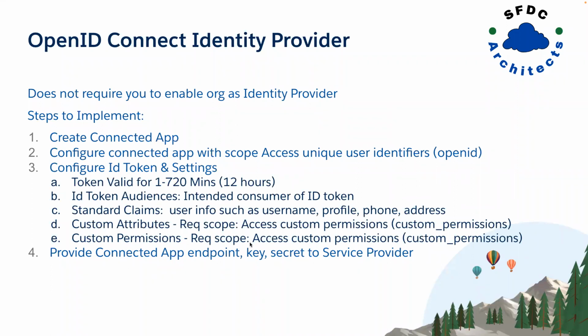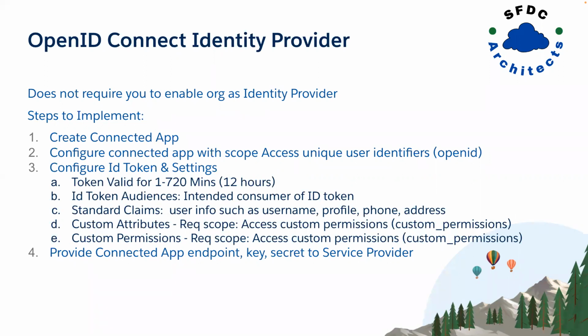So our next topic is still Salesforce's IDP, but this time with OpenID Connect instead of the SAML setup. This is a little bit different. It does not require you to enable the org as identity provider. What you do is you create a connected app. And in the connected app, you're going to set the scope to be OpenID. You're going to configure the ID token, and then you set how long that token lasts.